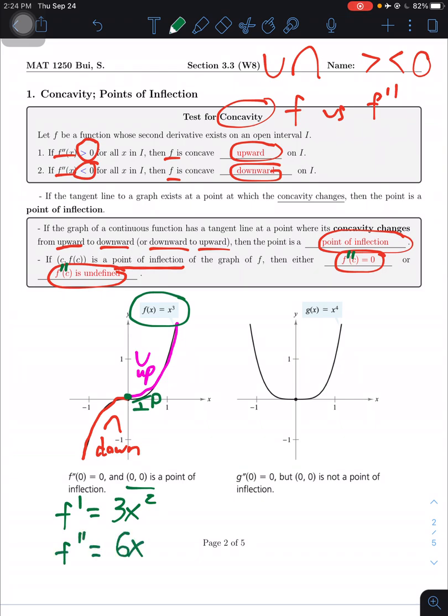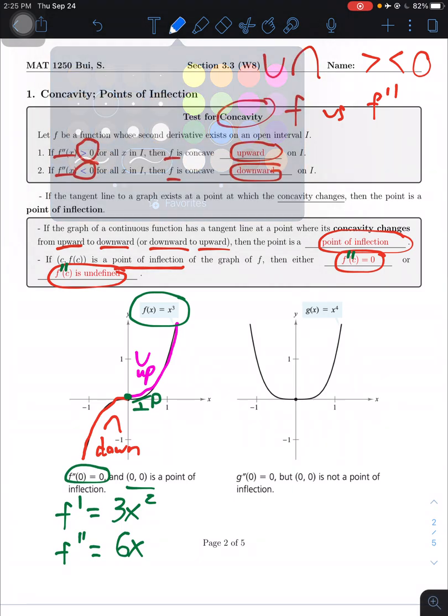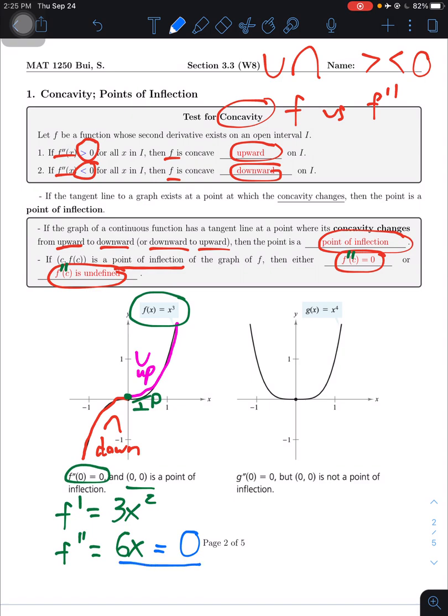If I set it equal to 0, let me change to another color for a different procedure. The green here is just for finding the derivative, and the blue is for finding the inflection points. Now that we have this relationship, we divide both sides by 6 and end up with x equal to 0. Now that we have the x value, we plug it back into the original function to get the y value.